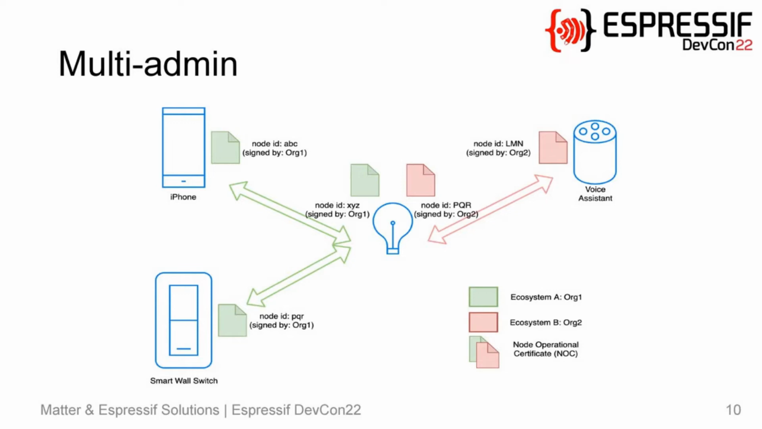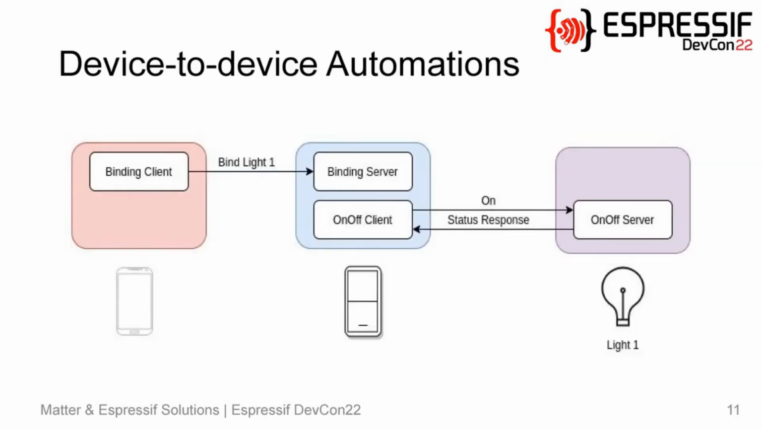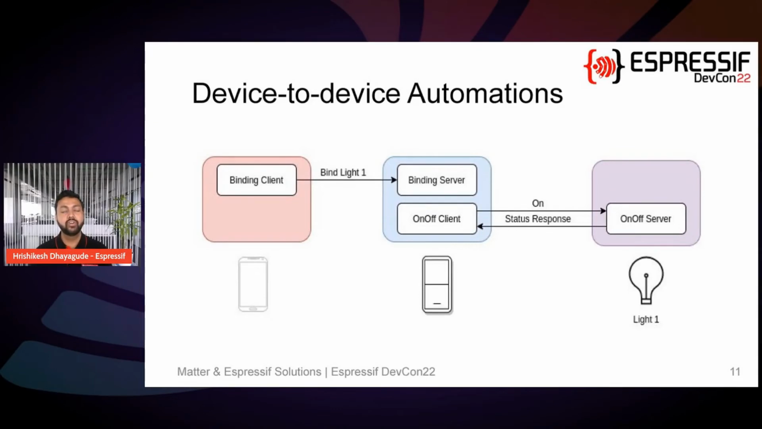Now, let us take a look at an interesting concept in Matter, which is device to device automations. Matter facilitates communication between devices without having to go through a cloud, a phone app, or a skill. Let us take an example for that.